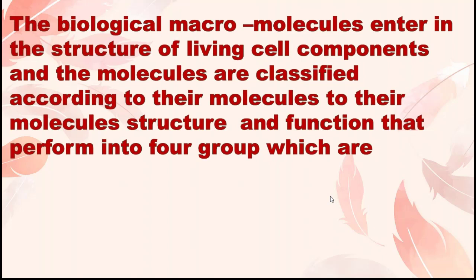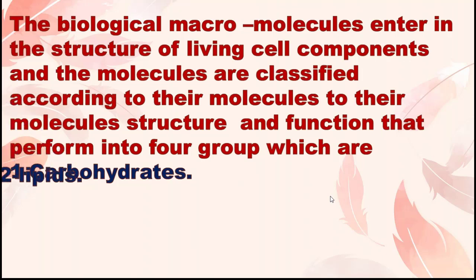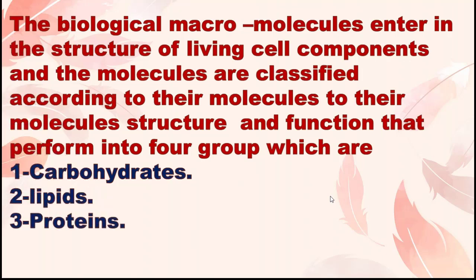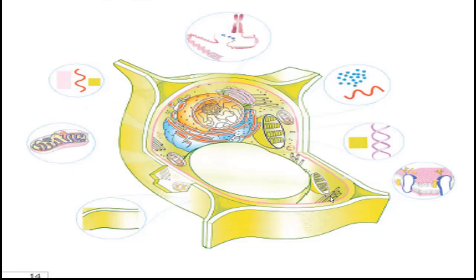The biological macromolecules enter into the structure of the cell components of living organisms, and the molecules are classified according to their molecular structure and function into four groups. Biological molecules are classified into four types. Number 1, carbohydrates. Number 2, lipids. Number 3, proteins. Number 4, nucleic acids. These are the molecules that enter into the structure of living organisms according to their function and structure. This is a plant cell.